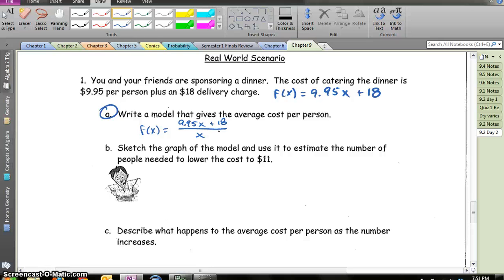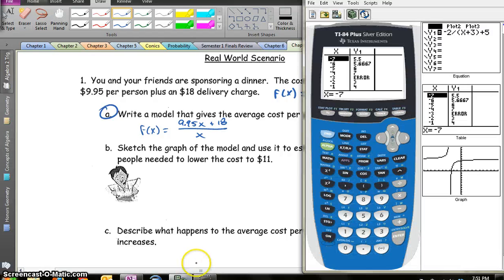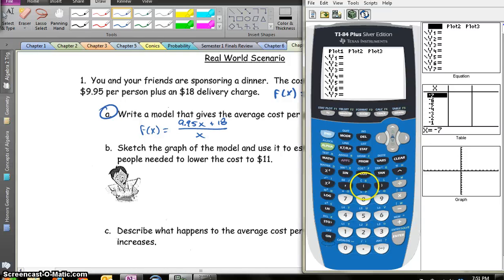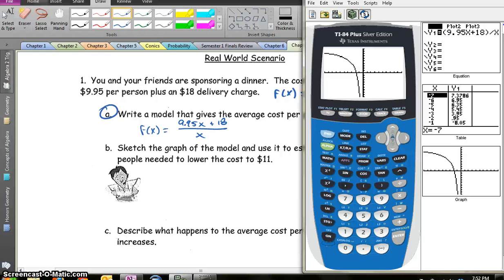All right, so sketch the graph of the model and use it to estimate the number of people needed to lower the cost to $11. Well, first let's just sketch a model and take a look at it. So my y equals menu, I'm going to clear it out. I got 9.95x plus 18, close parentheses, all divided by x. All right, and graph that. All right, there's one, and where's the other one?